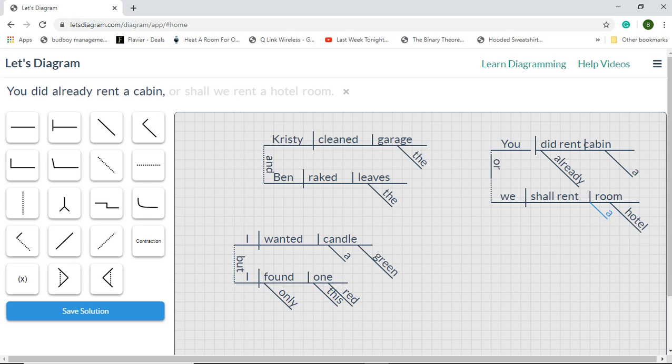Got it down. So, you is a subject, did rent is a verb phrase, cabin is a direct object, a is an adjective modifying cabin, already is an adverb modifying did rent, or is a coordinating conjunction, we is the subject of the second clause, shall rent is the verb phrase, room is the direct object, a is an adjective modifying room, hotel is an adjective modifying room. Next one, number 4.